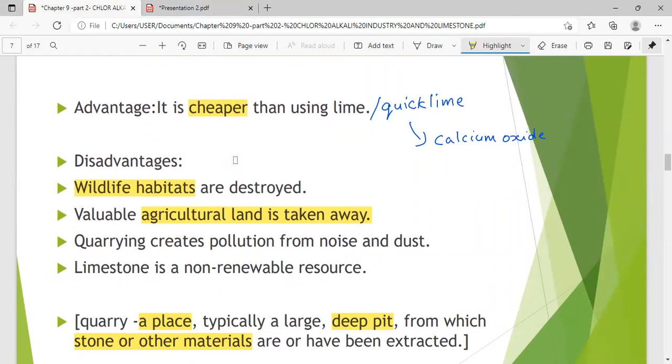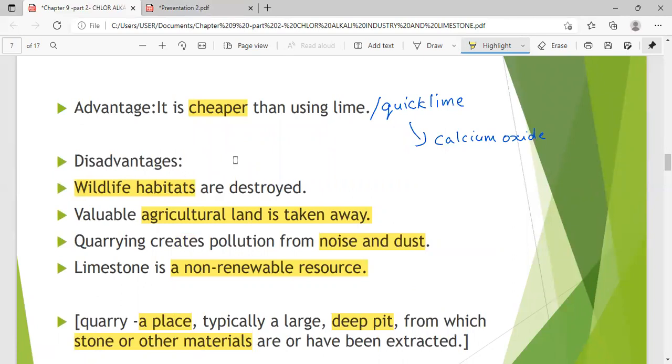Quarrying creates pollution from noise and dust. The place is going to be noisy because of the explosions that are created, and then the dust and so on. Dust pollution and so on. Limestone is a non-renewable resource, so it will only last for a certain period of time.